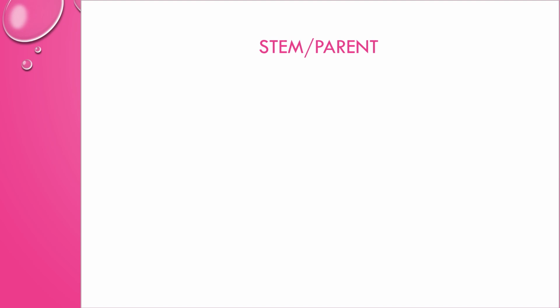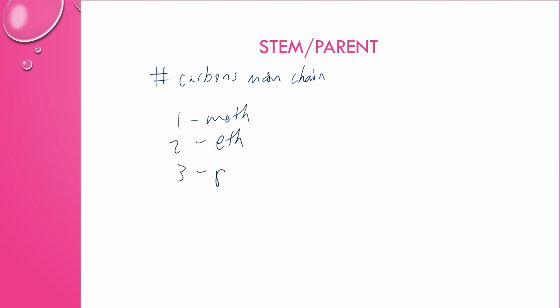And for organic chemistry, the first thing to do is figure out the number of carbons present in the main chain. Now, some people will call that main chain the stem or the parent chain, but that's going to determine the name of your hydrocarbon or your organic compound. If there's one carbon, the prefix will be meth, 2 will be eth, 3 is prop, 4 is but, 5 is pent, and 6 is hex.